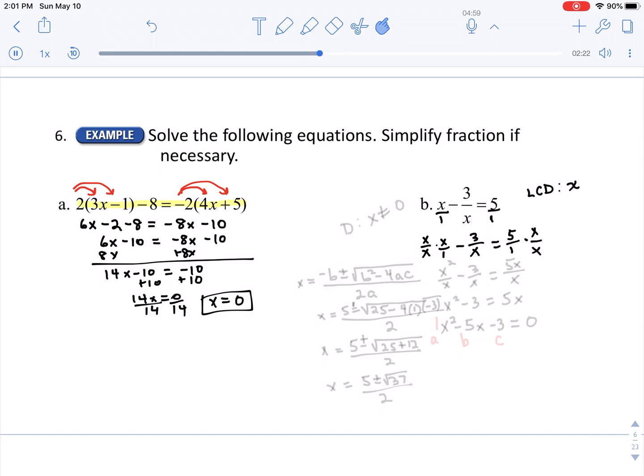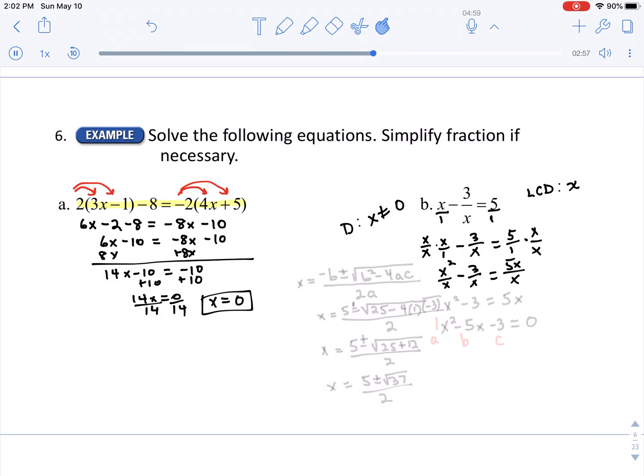All right, now that gives me x squared over x minus 3 over x equals 5x over x. Now, at this point, I can drop the denominator. It's not like it's really gone, but the only thing I have to worry about is that for my domain, I've got to remember that x cannot equal 0. So if I get an answer of x equals 0, then it's actually no solution.